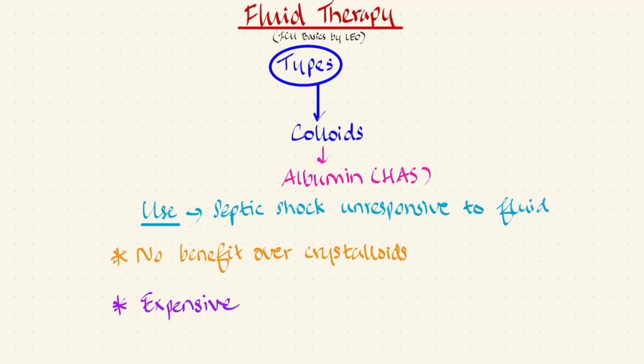Personally, I would recommend balanced crystalloids as first line for fluid resuscitation, and if there is no response, then I would probably try 20% HAS. On intensive care units, we don't tend to use 5% HAS due to higher sodium load and lower albumin content, hence it is not as efficient as 20% HAS.